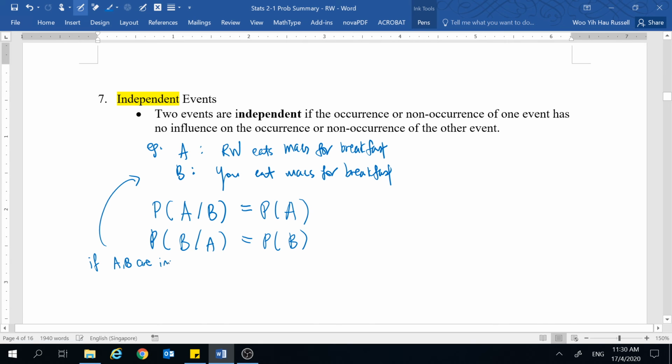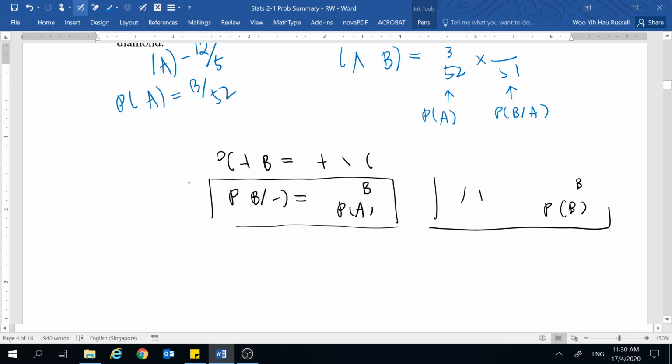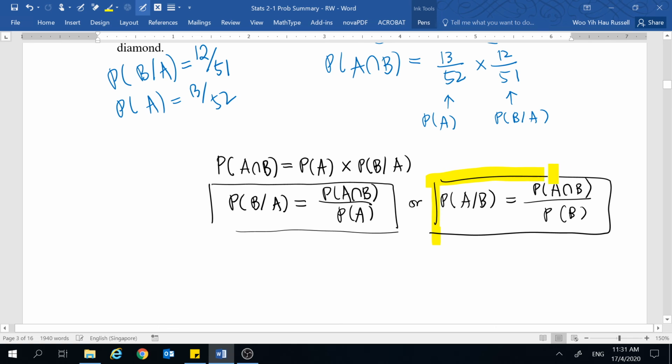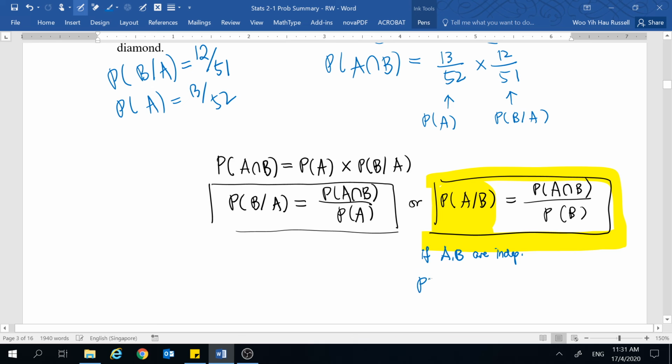If A and B are independent, let us plug it into the result we have earlier. That means this one. Plug it into this one. Let's use this one. This is true for all events. Now, if A and B happen to be independent, then I write down: probability A given B is just probability A.